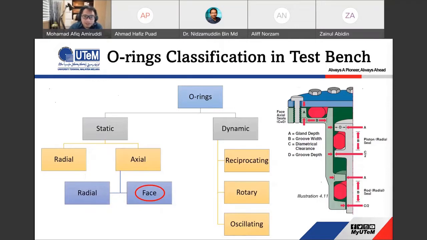For O-ring classification in the test bench, they have some dynamic types such as reciprocating, rotary, and oscillating. But in our case, for the test bench, we use static. We don't use radial. Radial means that the O-ring is installed in a radial position like this. But in our case, we install the O-ring at face position. Face position is at the top of the surface, like the top of the O-ring, the red one. So we are using the O-ring for face application.